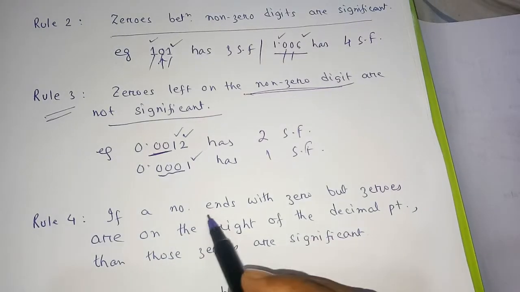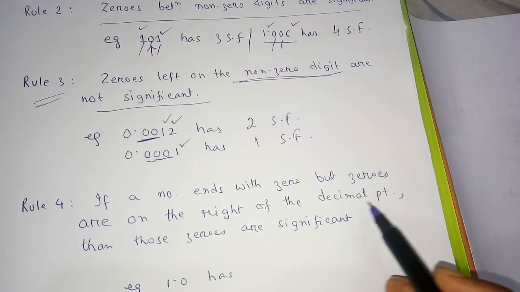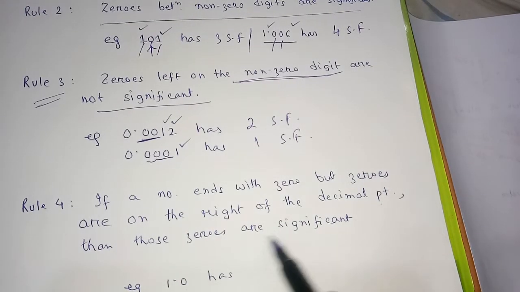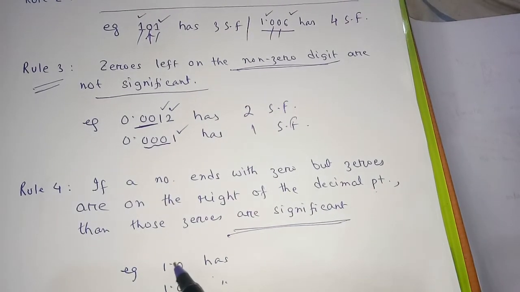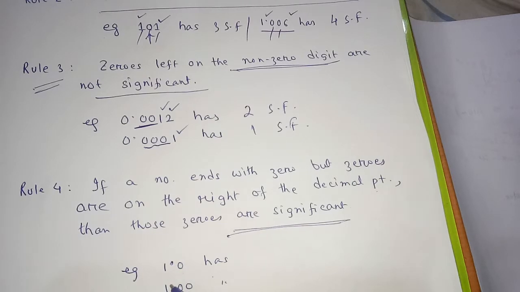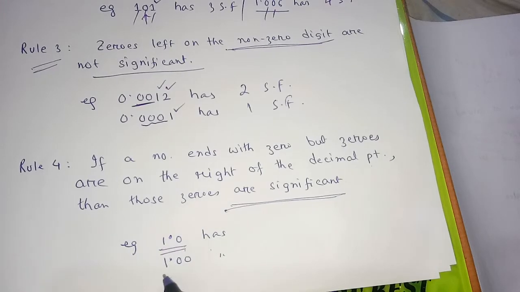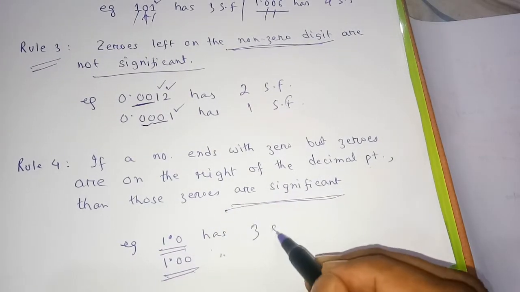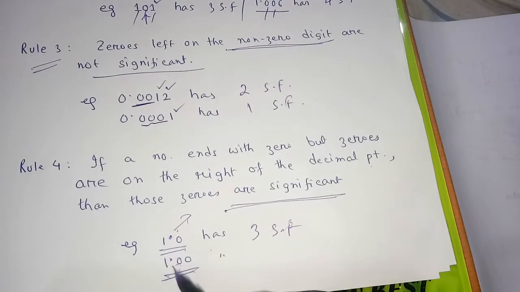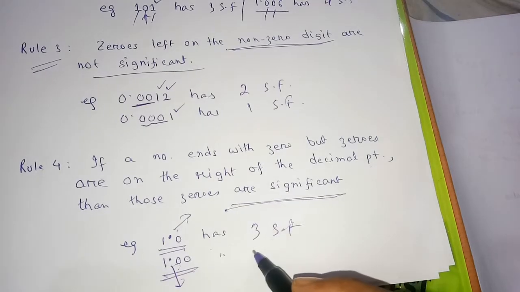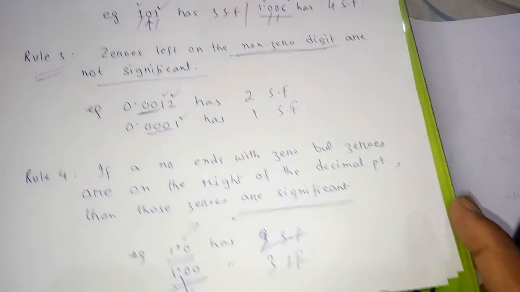The next rule is that if a number ends with 0, and the zeros are to the right of the decimal point, then those zeros are significant. Remember, student, there must be a decimal. If the decimal is written and the zeros are to the right of the decimal point, these are significant. As the first one has 2 significant figures, this one has 3 significant figures.